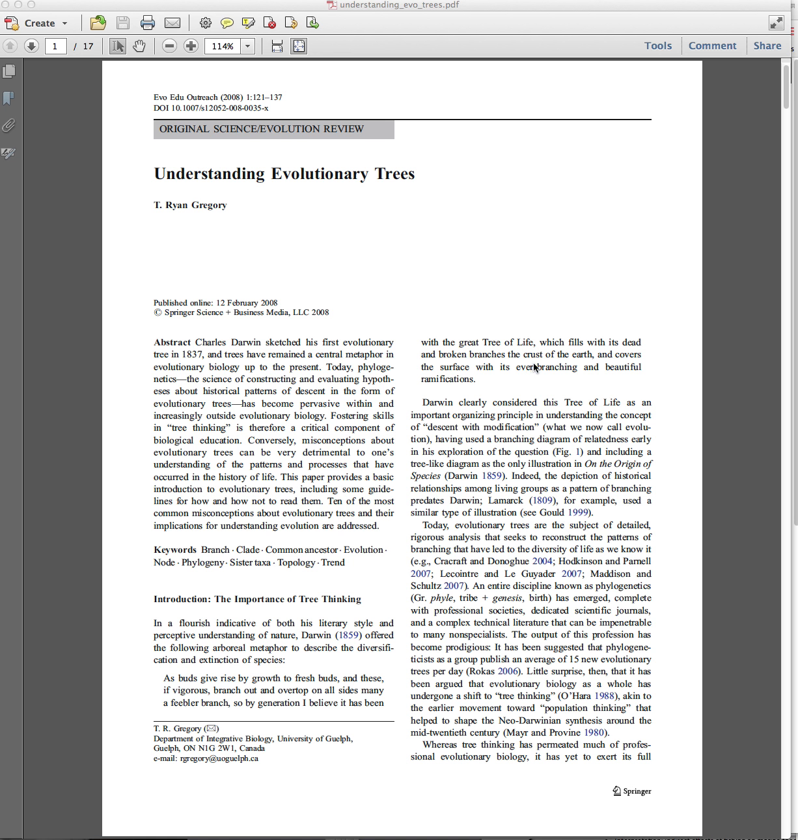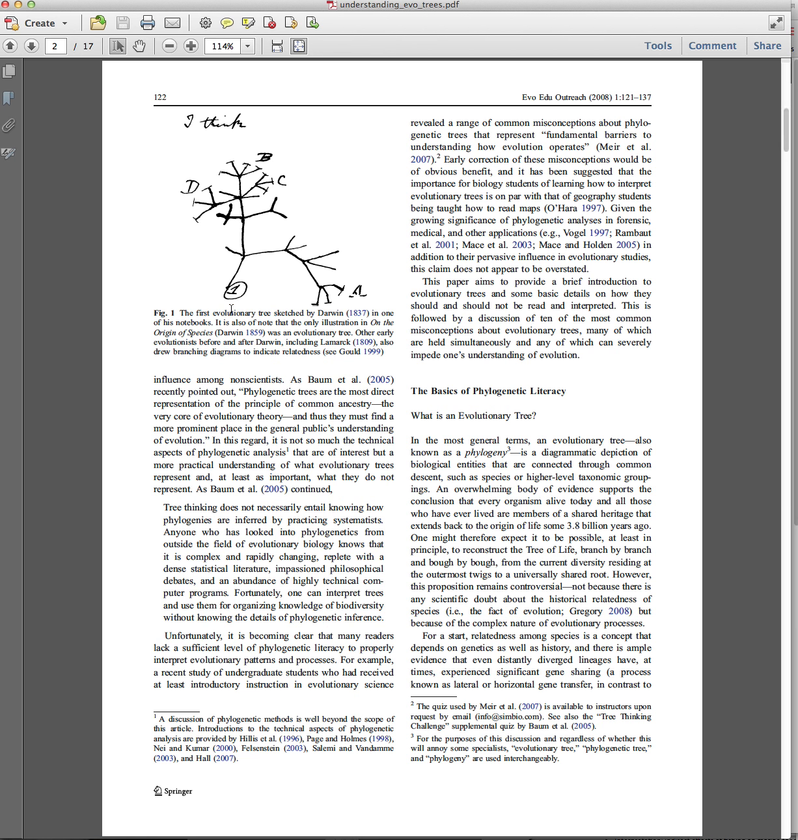There are a series of different pieces on YouTube and on Berkeley's website and in this article that you need to be able to complete the RAT. So start with this article, and we're going to jump around a little bit. They're going to give you a background on tree thinking. Here's the famous diagram from Darwin, showing the very first evolutionary tree. This is something you probably see repeatedly in biology classes.